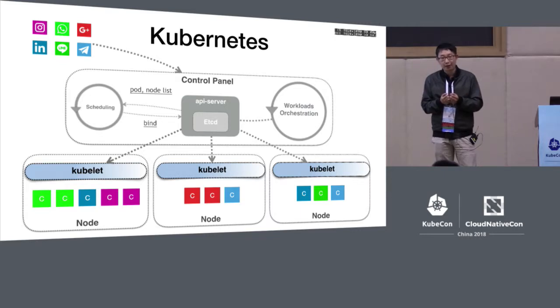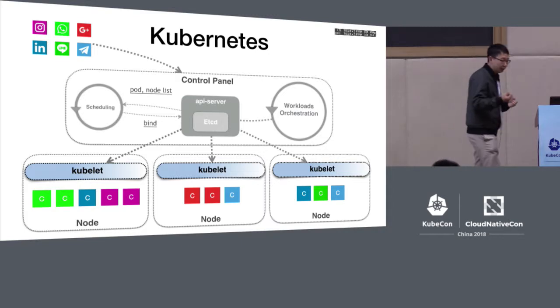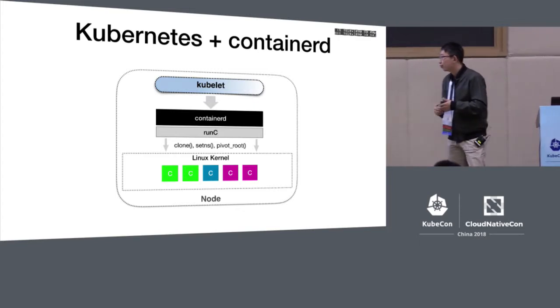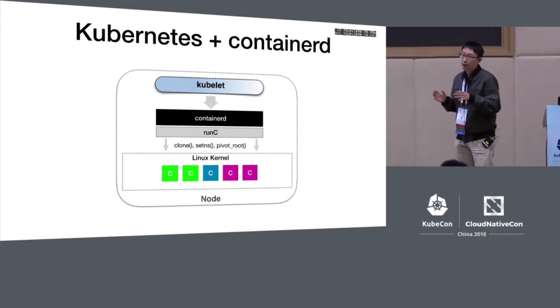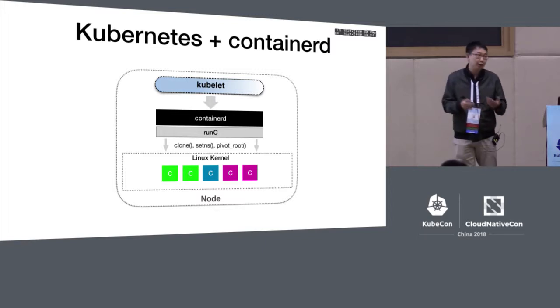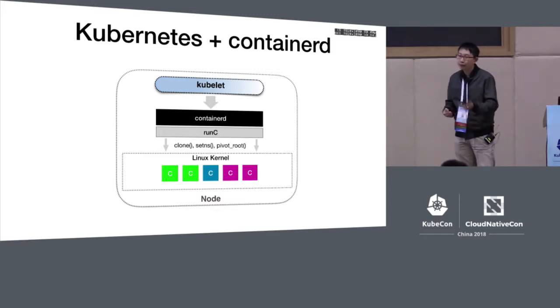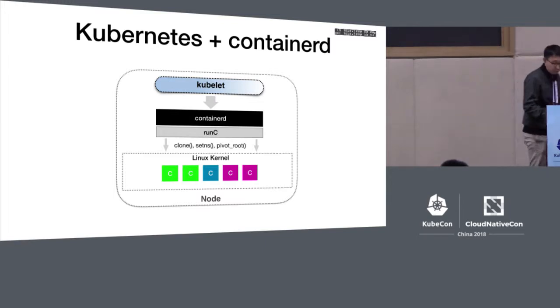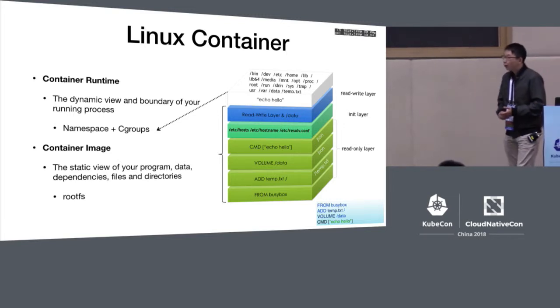And if kubelet finds that you have bound pod and node, it will take over all the work that follows. This is the work of Kubernetes. It will call the process of container D and run the banner word. Container D will help you to call runC. And finally, runC will help you to set up the namespace, the cgroups, and change root, and help you to establish the container that you need in the application. So this is the working theory of Kubernetes.